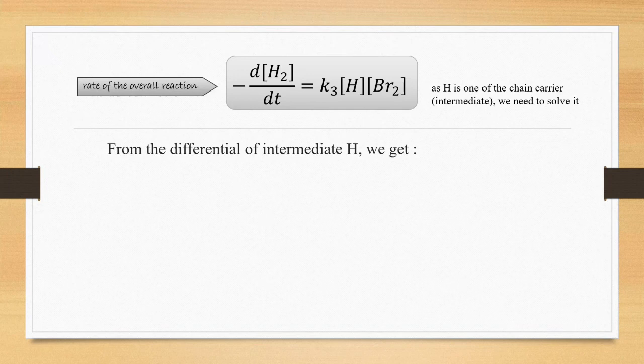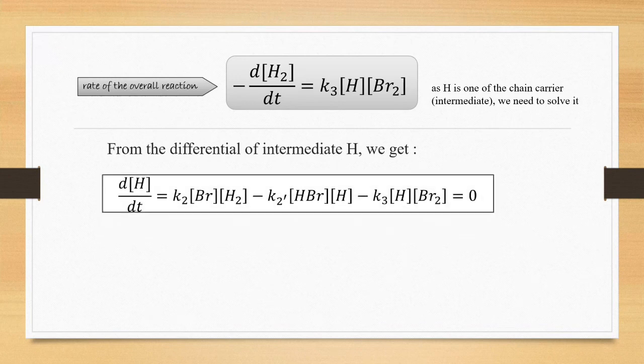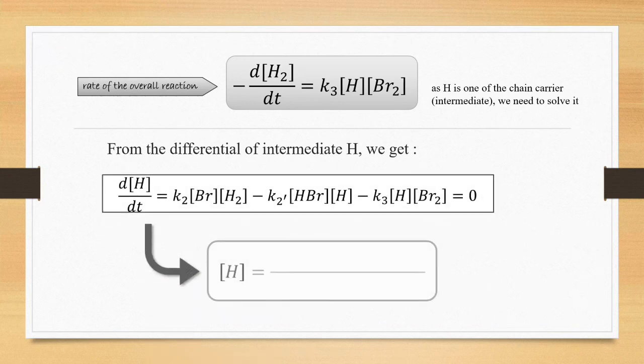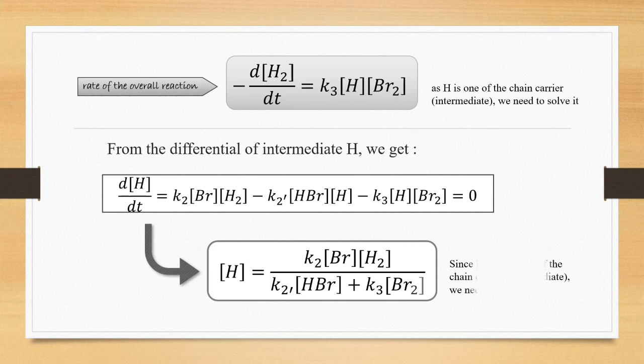From the differential of intermediate H, we get the expression for H, where H is equal to K2 Br H2 over K2 prime HBr plus K3 Br2. Since Br is also one of the chain carriers, we need to continue to solve for it.